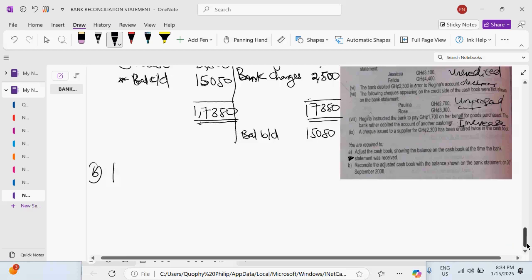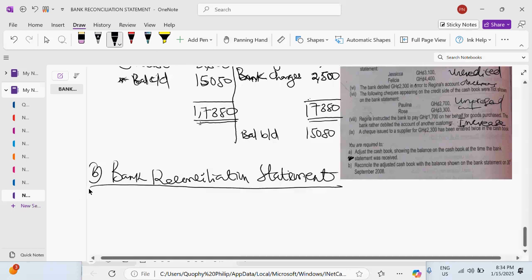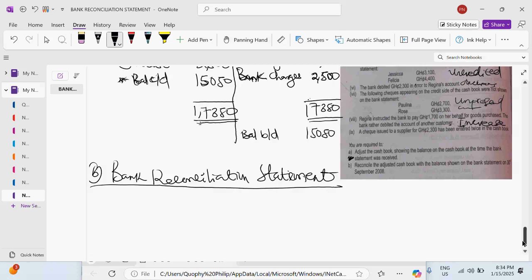Now we go and prepare our bank reconciliation statement. After today, you should be strong in that. You should hit your chest and say, me, I'm done with bank reconciliation statement. I'm done with control accounts. Control accounts is also two accounts like this. We just prepare two things: the sales ledger control account and the purchases ledger control account, right?